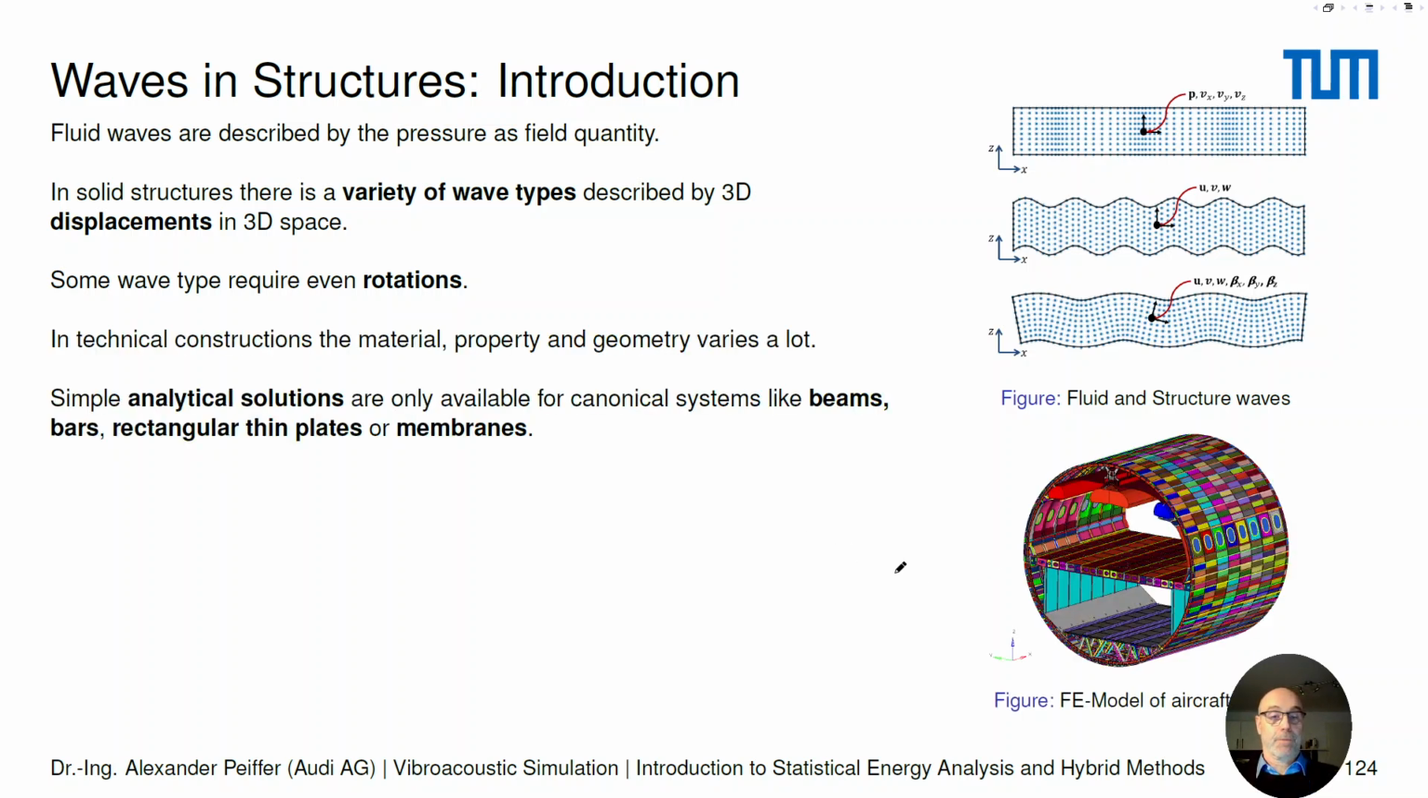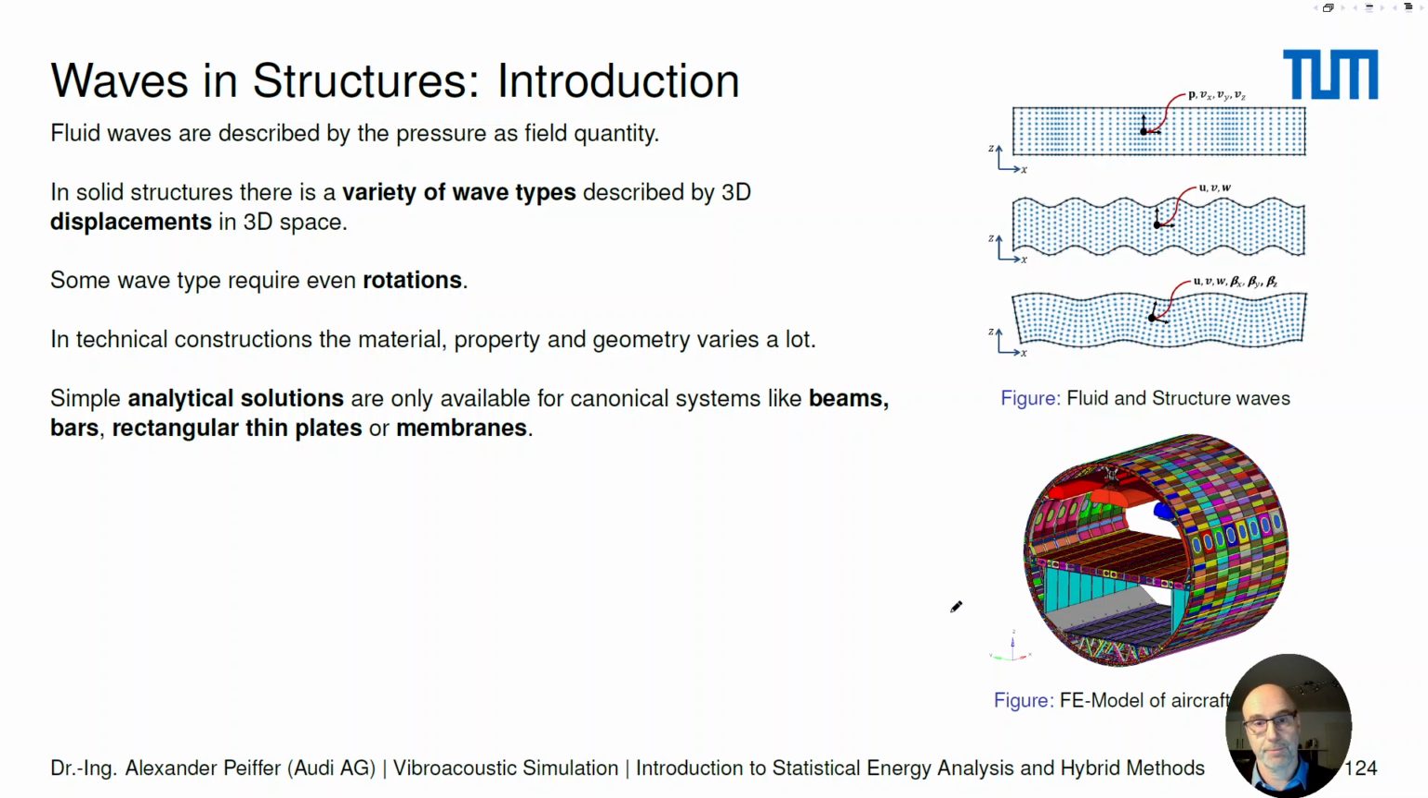However, when we would like to understand real constructions, we have a variety of properties, geometries and materials. For instance, you can see in this example of a fuselage section that the material and the thickness and whatever changes a lot. So there is just a rare chance that this could be modeled by analytical solutions.